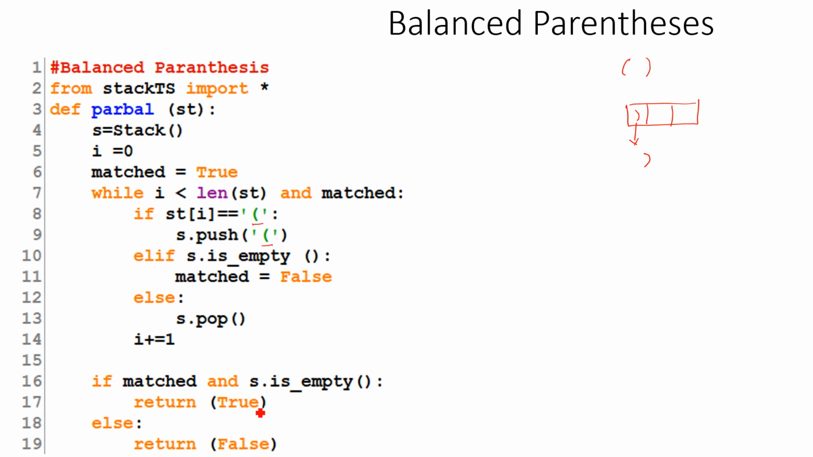Then we say that the parentheses are balanced by returning a true value. Else, either match is false or the stack is not empty, that is, after scanning everything the stack is still not empty. Then we say that it is unbalanced parentheses by returning a false value.